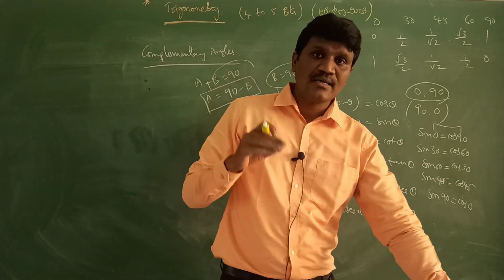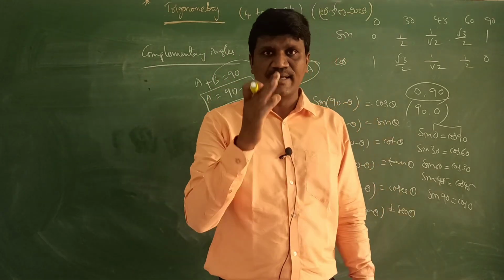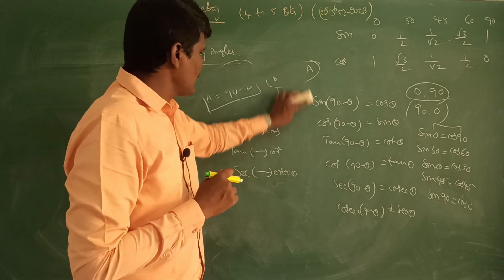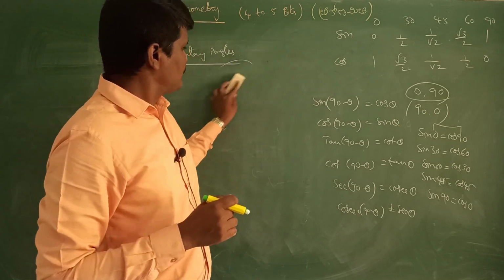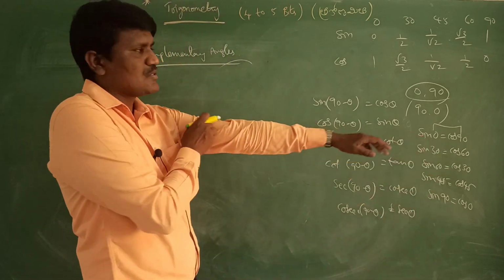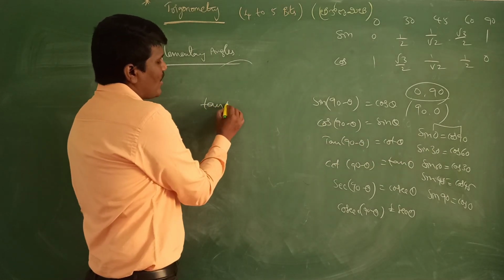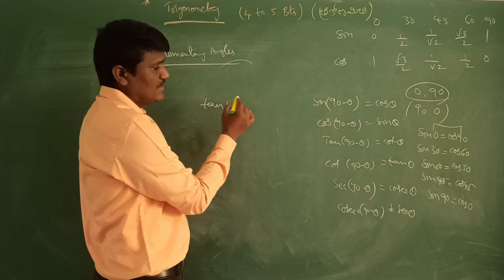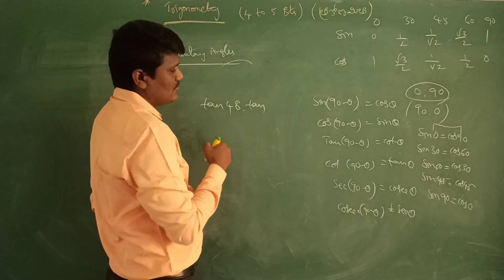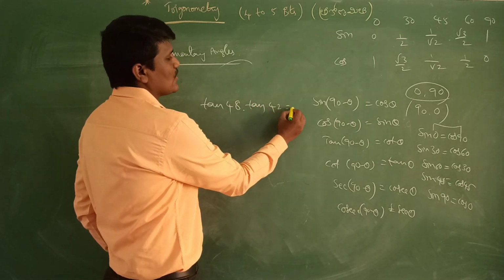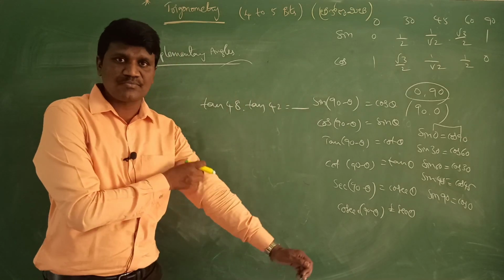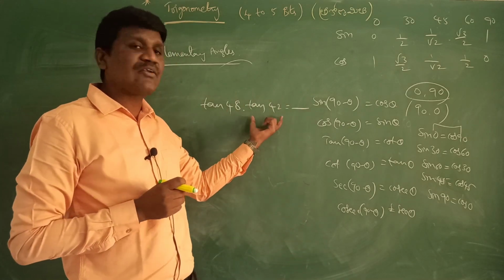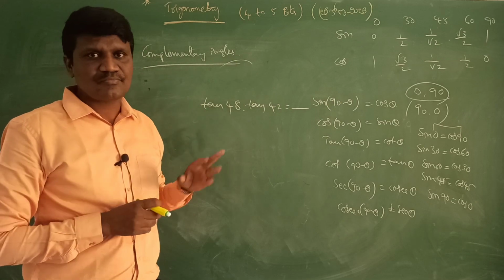So based on this, here is how the question will be asked in the examination. They will ask a question like this. Suppose tan 48 into tan 42 is equal to dash. This is the question.